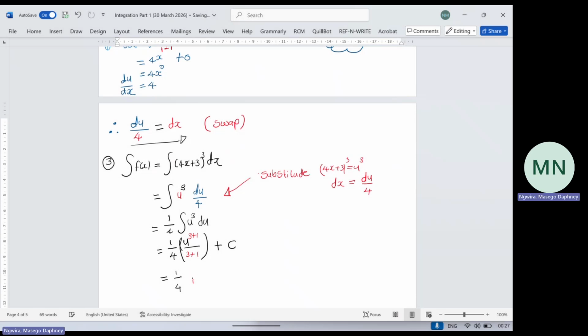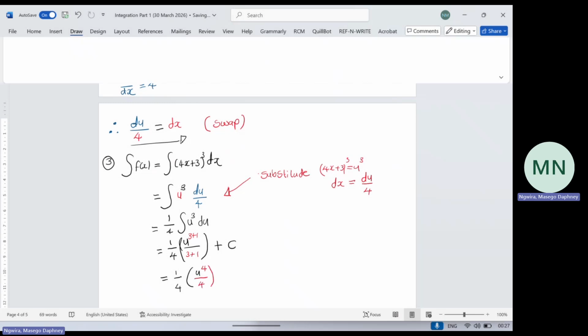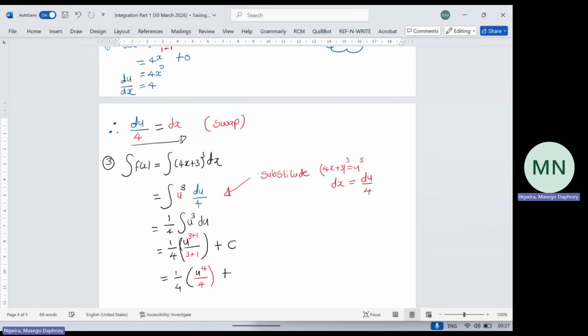This is a multiplication, it's a bracket. So this will be bracket. So it's u to the power of 4 over 4. U to the power of 4, then over 4. And then don't forget the plus c. So this is plus c.